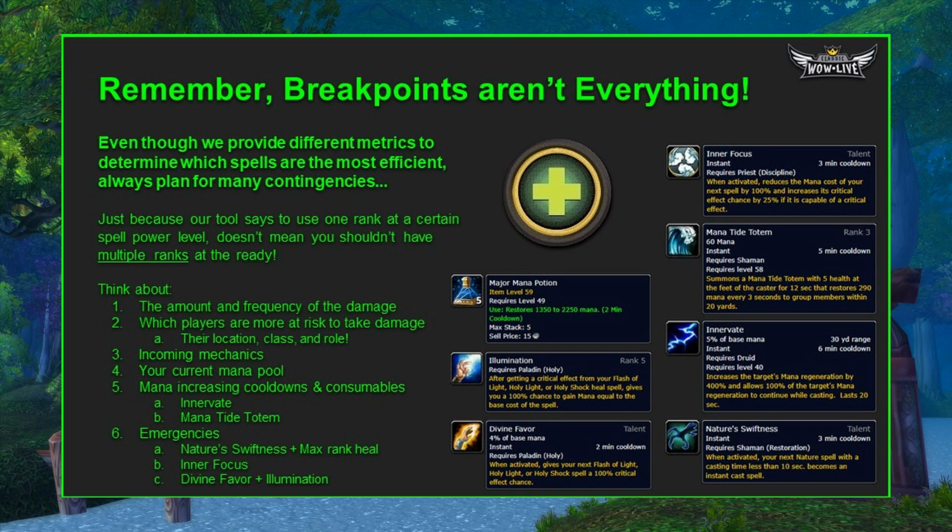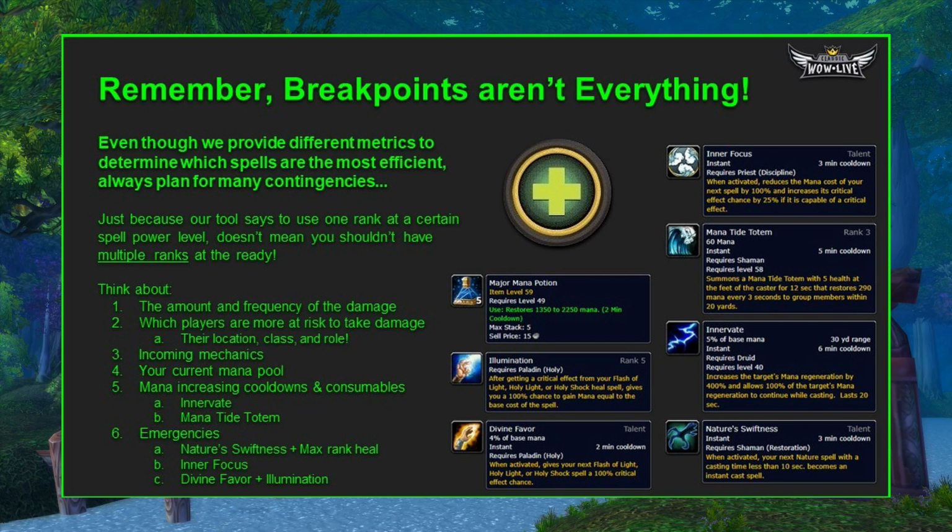And finally, always think about your emergency cooldowns. For Shaman and Druids, your Nature's Swiftness plus your max rank heal. You don't want to waste your Nature's Swiftness on a lower rank. If you're a Priest, think about your Inner Focus ability, which reduces the mana cost of your next spell by 100%. Of course, you want to use that on a high rank spell.